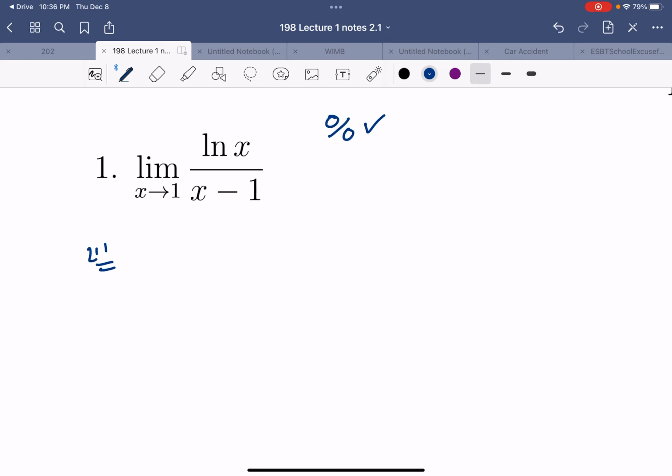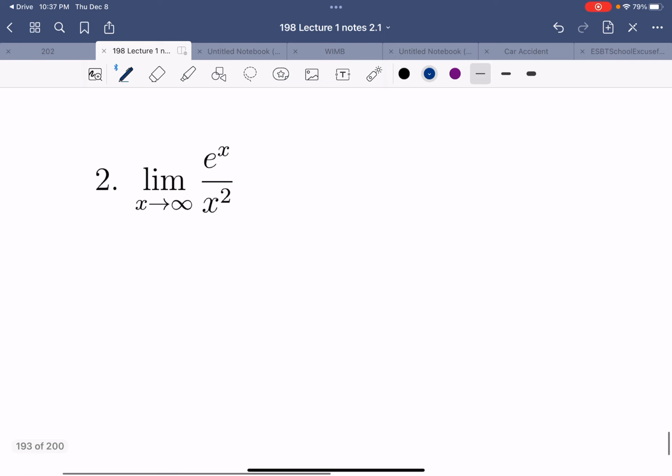So by L'Hopital's rule, this is equal to the limit as x goes to 1. And I take the derivative of the top and the derivative of the bottom. So this is 1 over x all over 1. And when you plug your 1 in there, that's going to be 1 divided by 1 divided by 1, which is just 1.